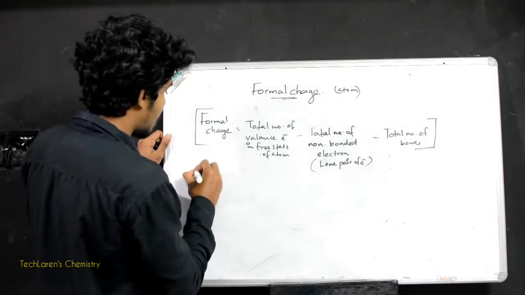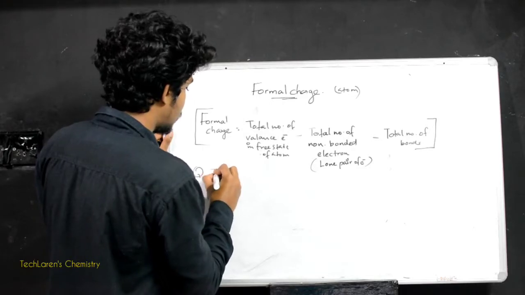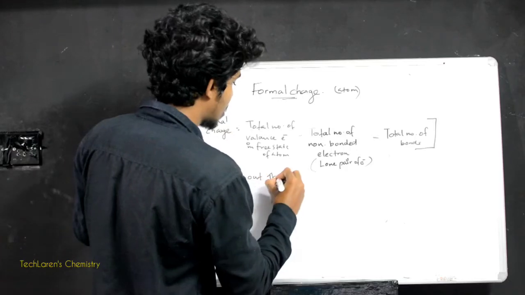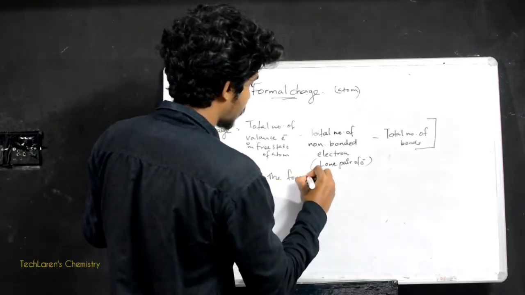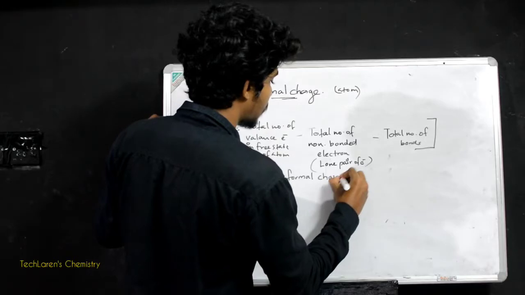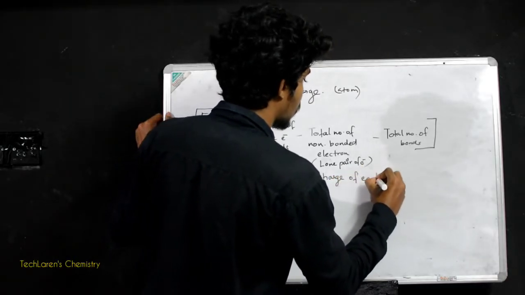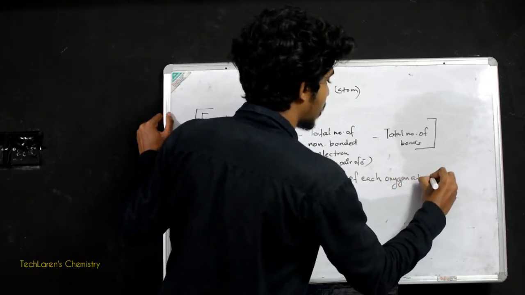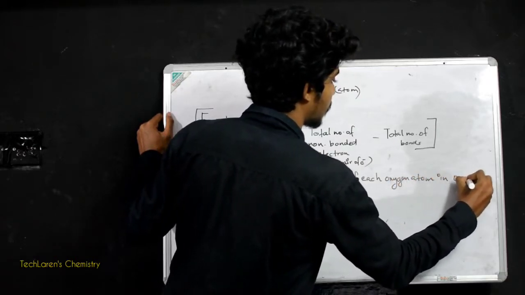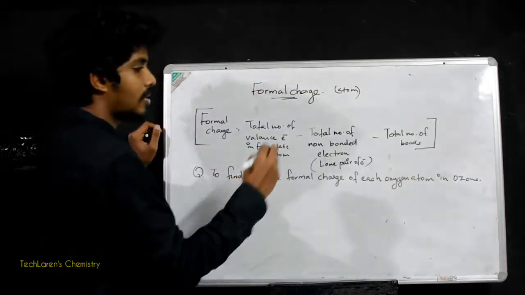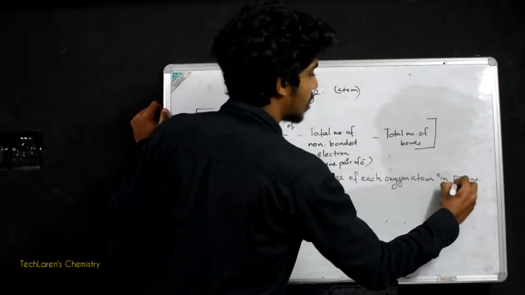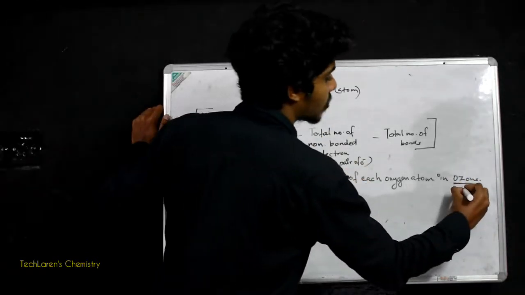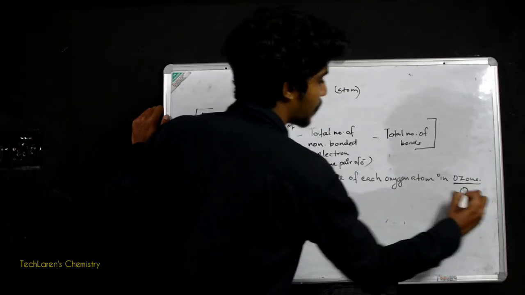Let's take an example to find the formal charge of each oxygen atom in ozone. We know that ozone means oxygen in the triatomic state. That is, the formula of ozone is O3.